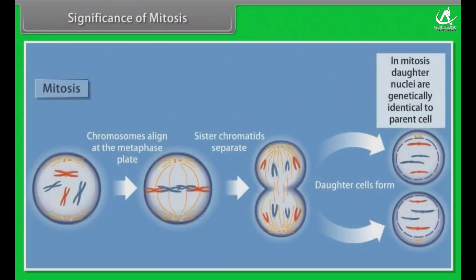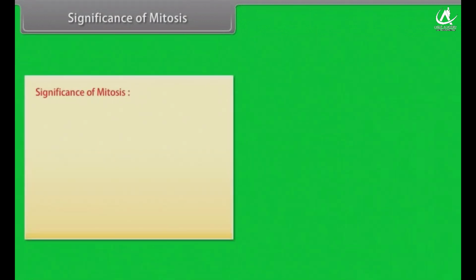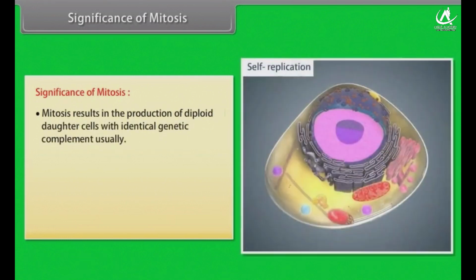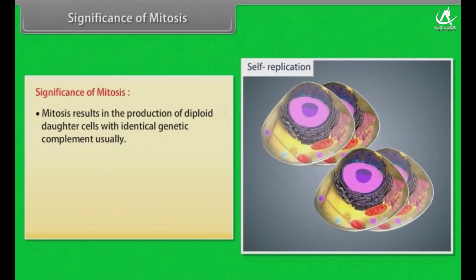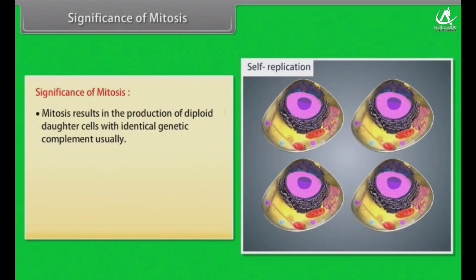Significance of mitosis. Till now we have learnt about various stages of mitosis. Now let us see what is the significance of mitosis. Mitosis results in the production of diploid daughter cells with identical genetic complement usually.